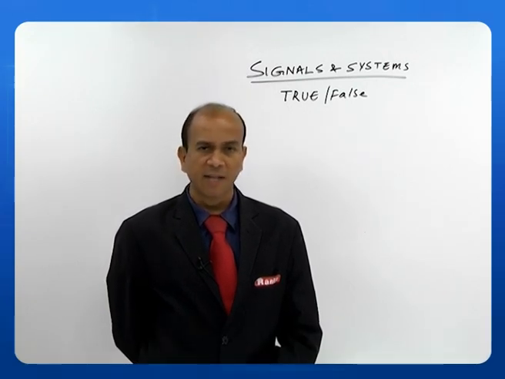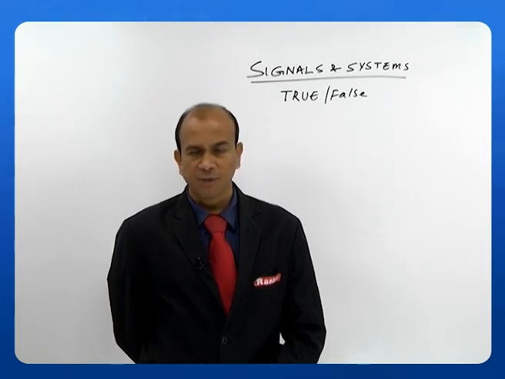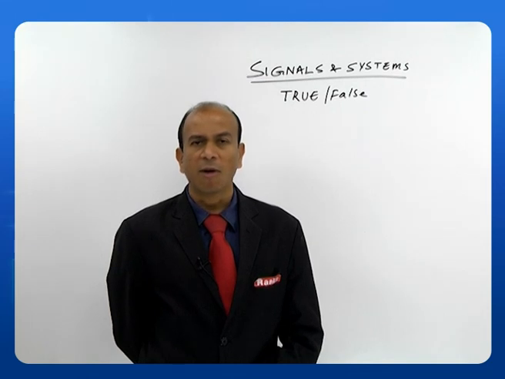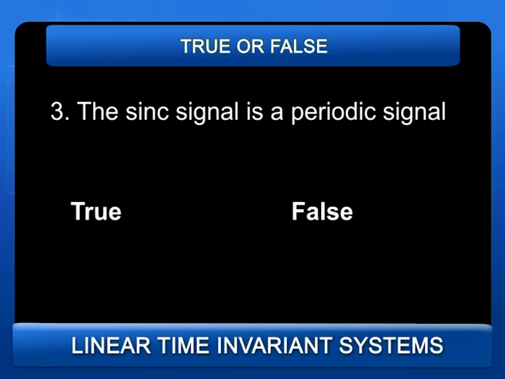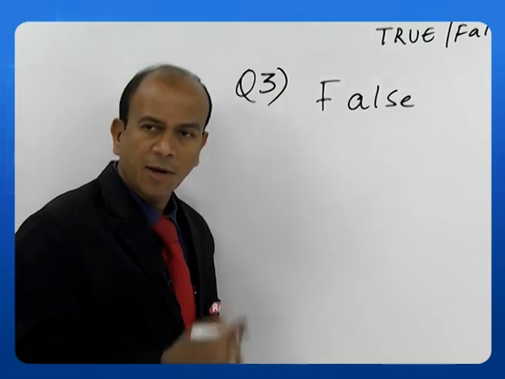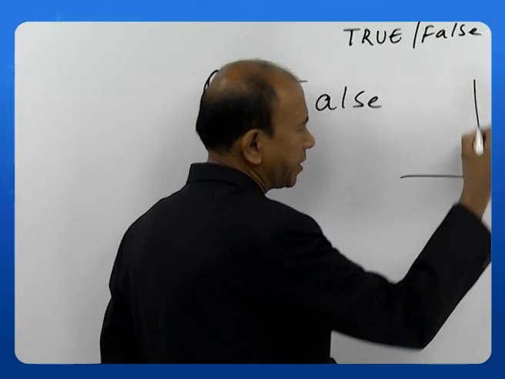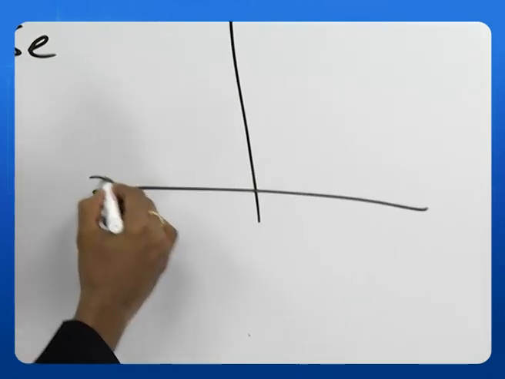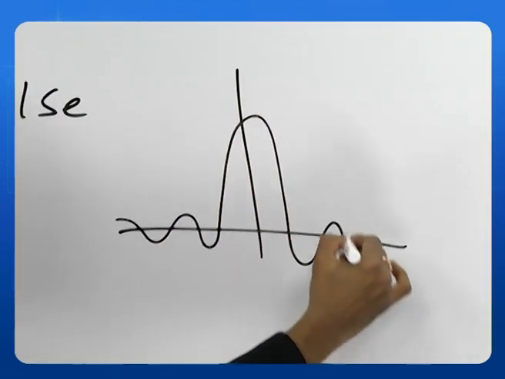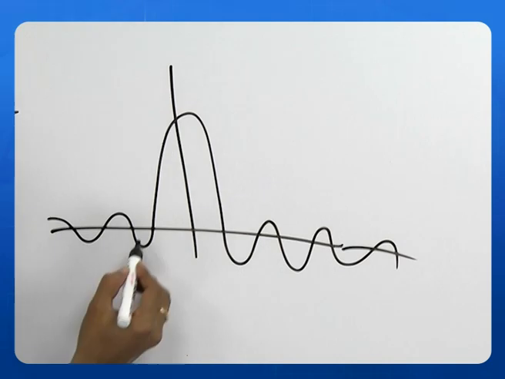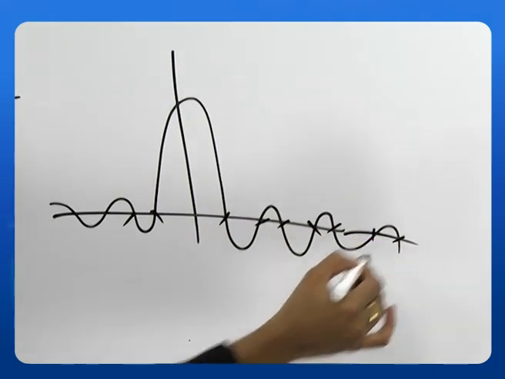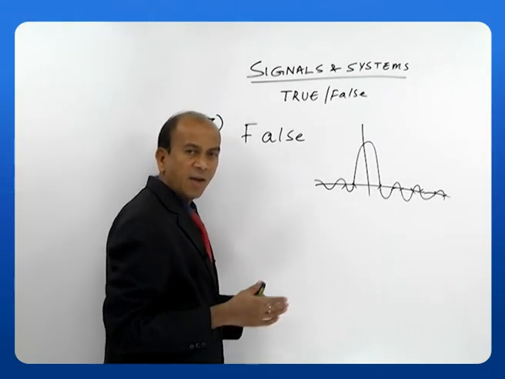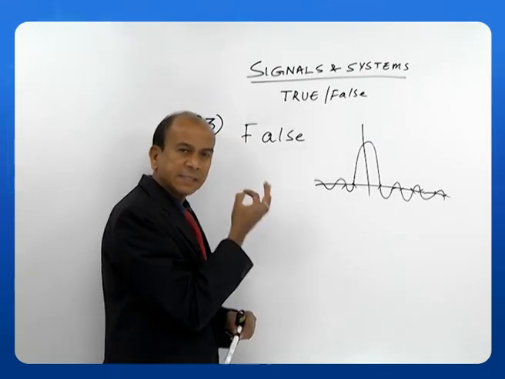As we have also seen earlier, this is false. So the sinc signal is not a periodic signal. It is a non-periodic or aperiodic signal. So our answer is false. If you see the sinc signal diagram, sinc signals look like this. There are some crossover points here, isn't it? So this sinc signal is a non-periodic signal.